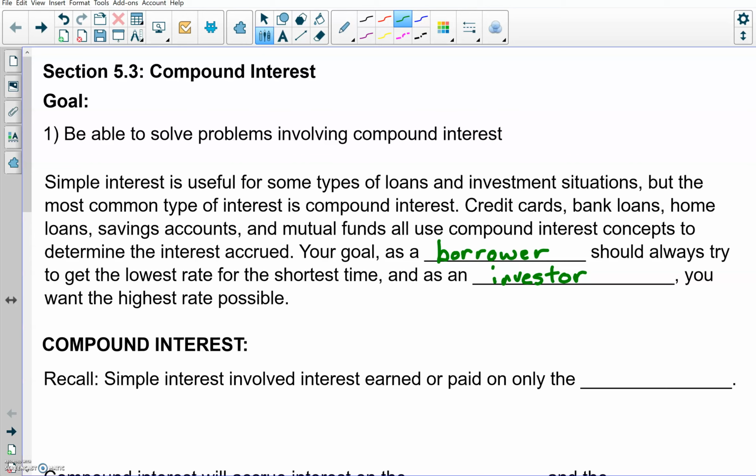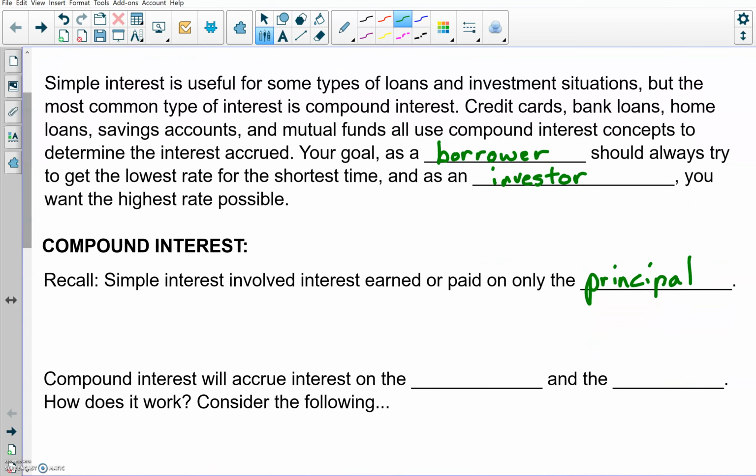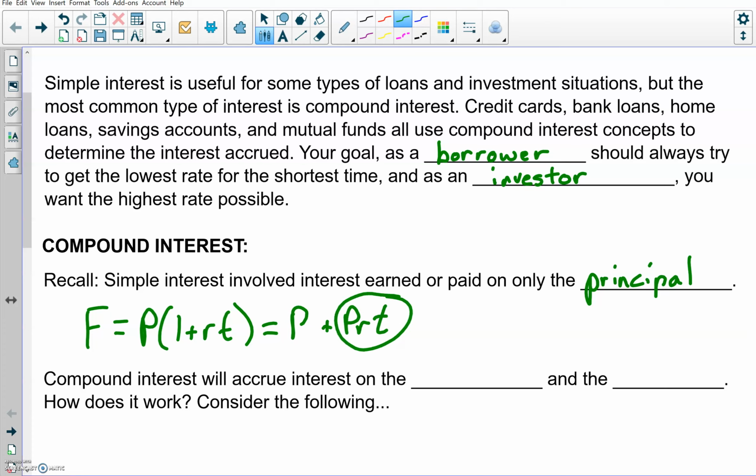So recall, simple interest involved interest earned or paid only on the principal. So that initial investment is all that the interest was gaining on. If you look at the formula here, F equals P times (1 plus RT). If you distribute that principal in, or the initial amount, you get P plus PRT. This right here is the interest, the I, and it's only happening with the principal. There's no other interest coming in and earning more interest.